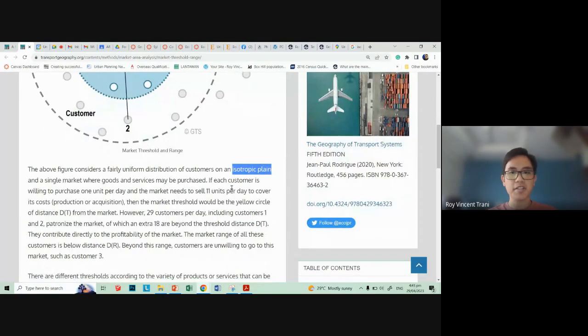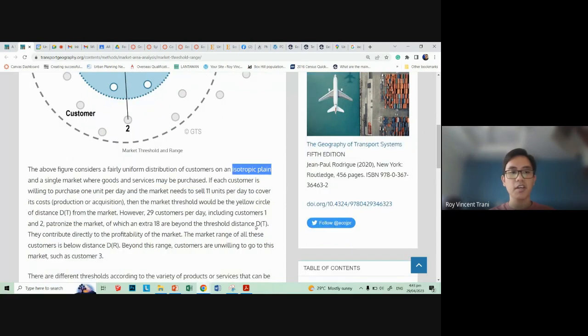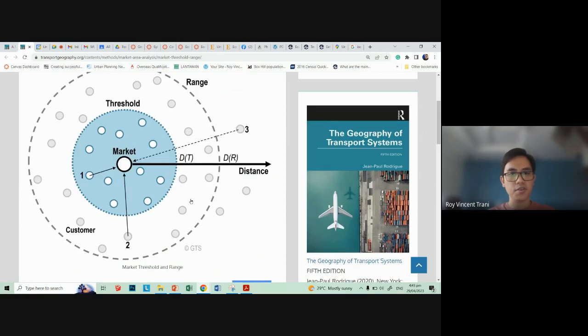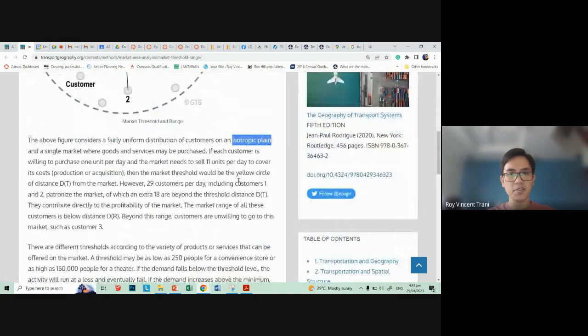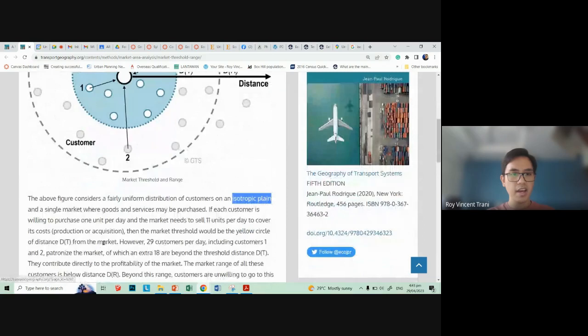So on an isotropic plane, take a single market where goods and services may be purchased. If each customer is willing to purchase 1 unit per day of whatever that product is, and the market needs to sell 11 units per day to cover its cost, production of the product and acquisition of the raw materials, then the market threshold would allow the yellow circle. I can see the yellow circle is the dt. I think it's blue in the image from the market.